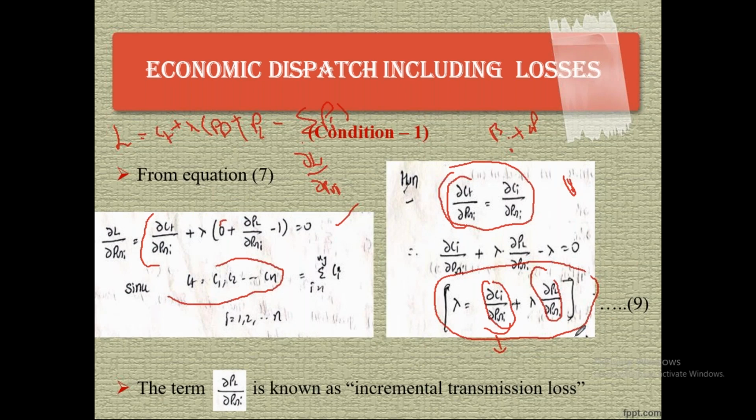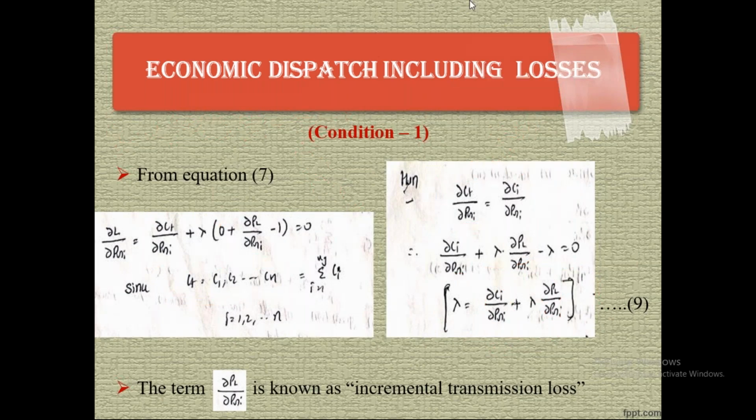So that is the difference from what we discussed in the last derivation. In the last derivation we have only this term, so lambda equals only this term. Why? Because there are no losses. But in this case we have two terms, including the incremental fuel cost as well as the incremental transmission loss.